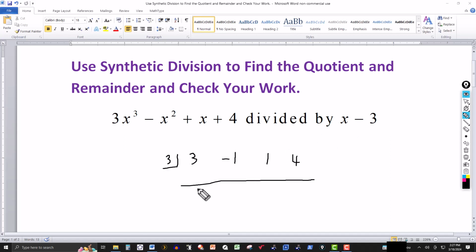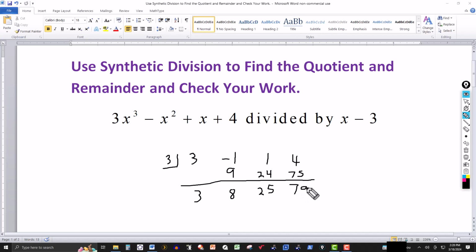And then we bring this 3 below the line here, and we simply go 3 times 3 is 9. We bring it over. Then we add this column here, minus 1 and 9 is 8. And then we repeat the procedure. 3 times 8 is 24. And we add there, that's 25. Again, multiply by 3 here, 3 times 25 is 75. And then 4 and 75 is 79.